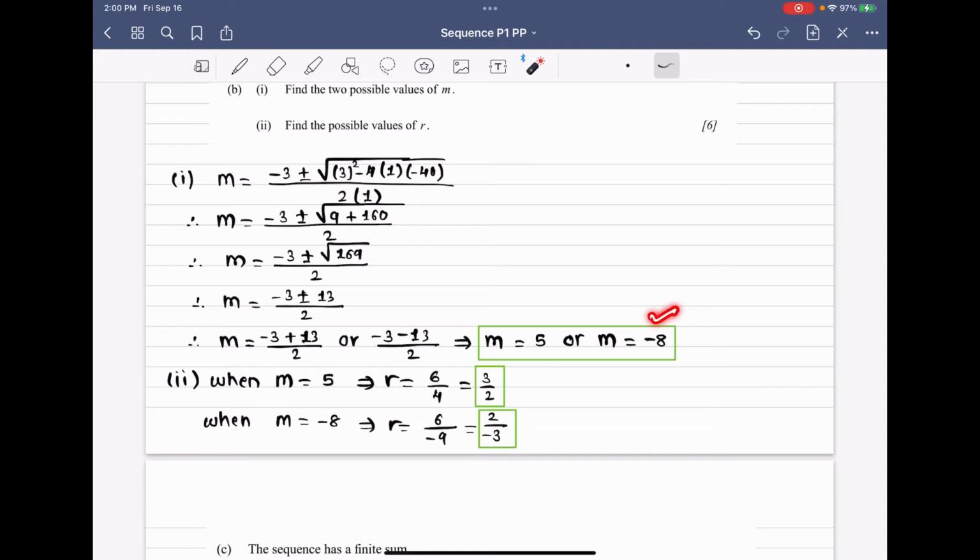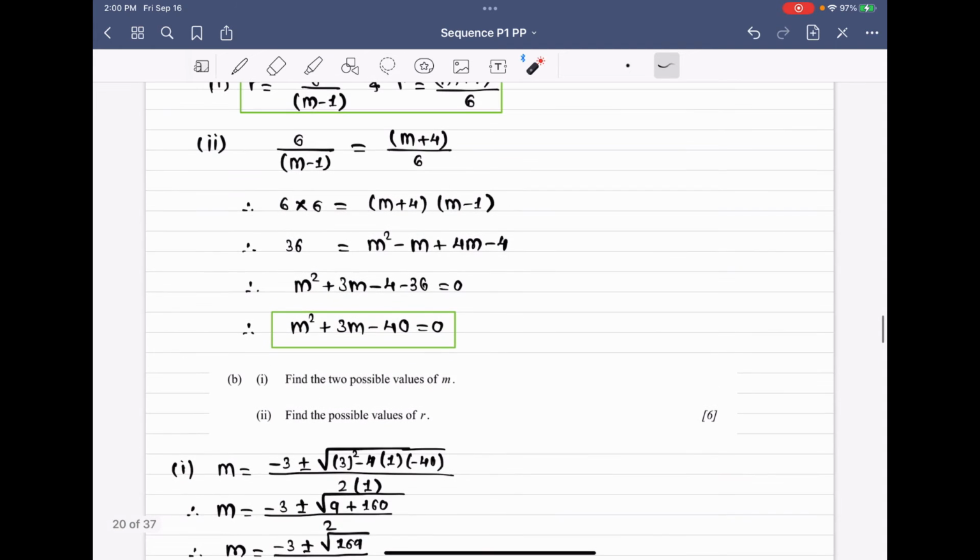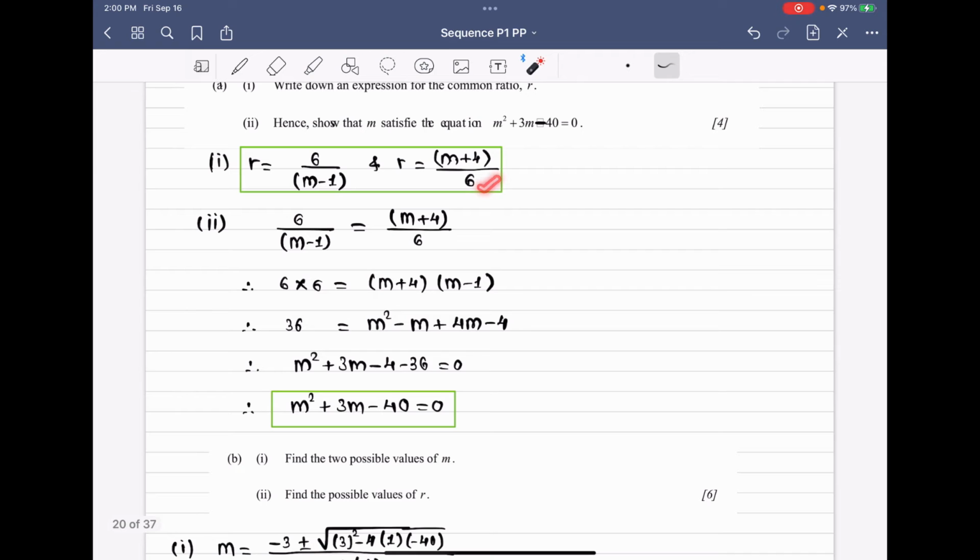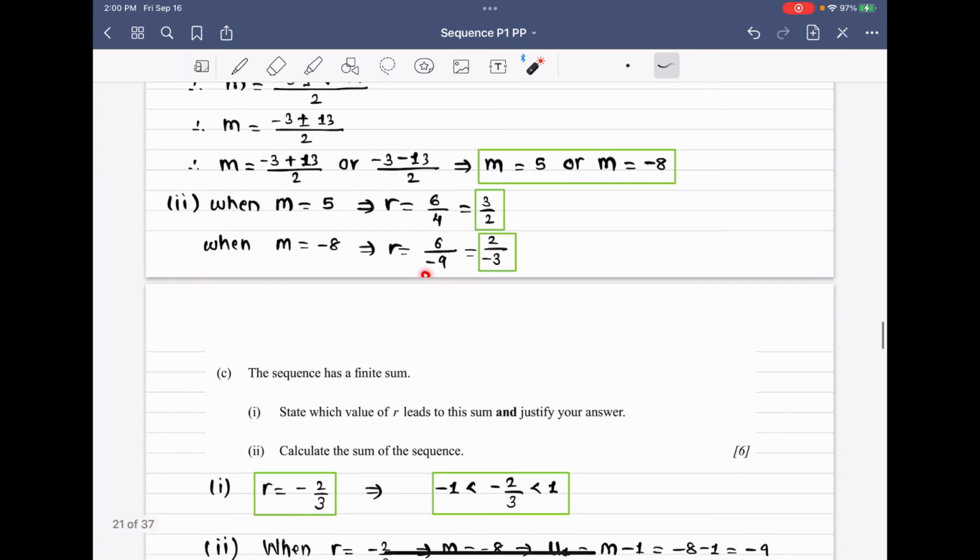Second, when m is equal to negative 8, substitute in the same equation. 6 over negative 8 minus 1 is 6 over negative 9. Both are multiples of 3. 3 times 2, 3 times 3. So negative 2 over 3. So when m is equal to minus 8, r is negative 2 over 3 or 2 over negative 3.